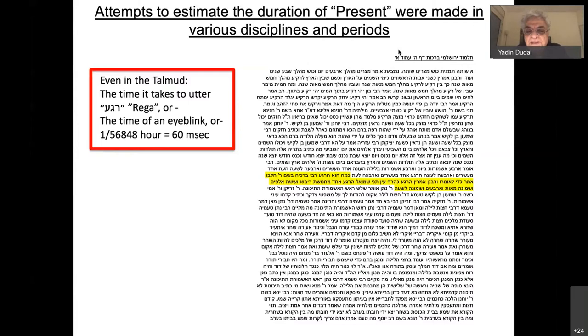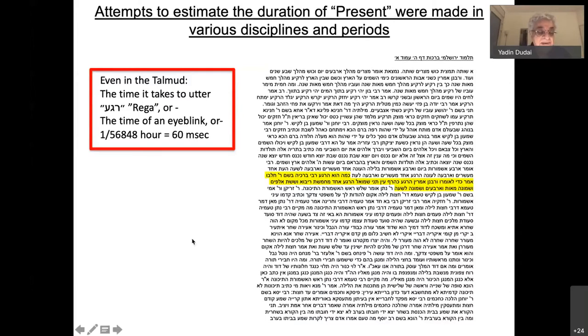which is translated to: the time of present is 1/56,848 of an hour, which is 60 milliseconds. Now, if anybody here knows how Rabbi Shmuel got to this calculation, I would much appreciate it. It's amazing for me. And it's not different from modern calculations of what is time present in terms of cognitive experience.